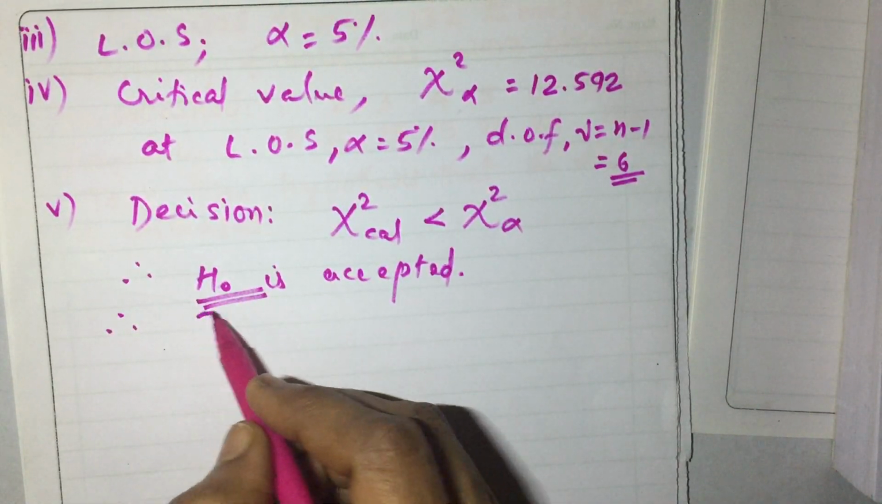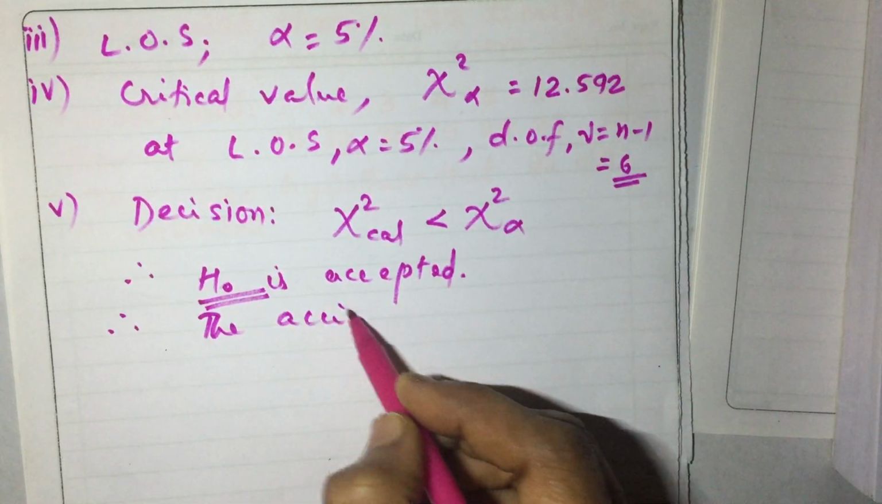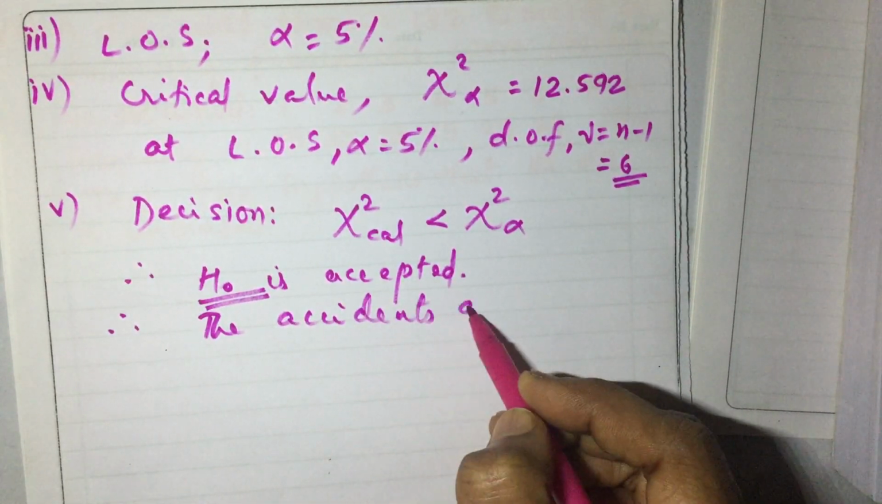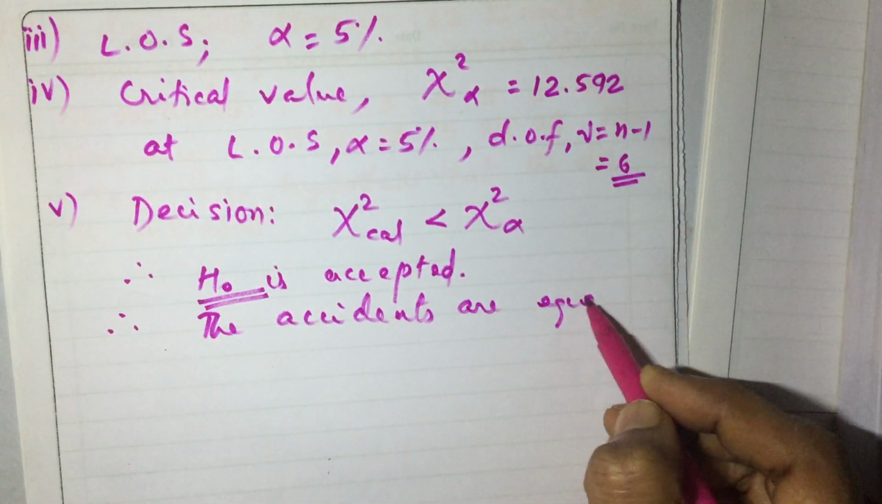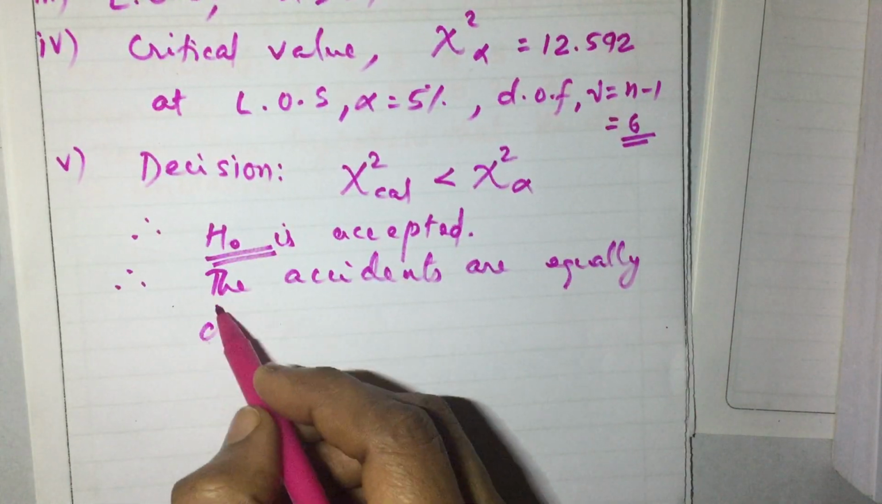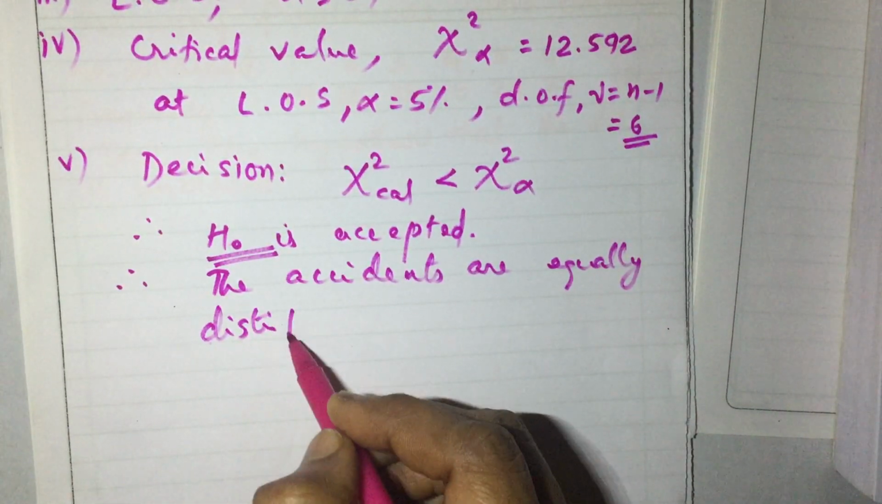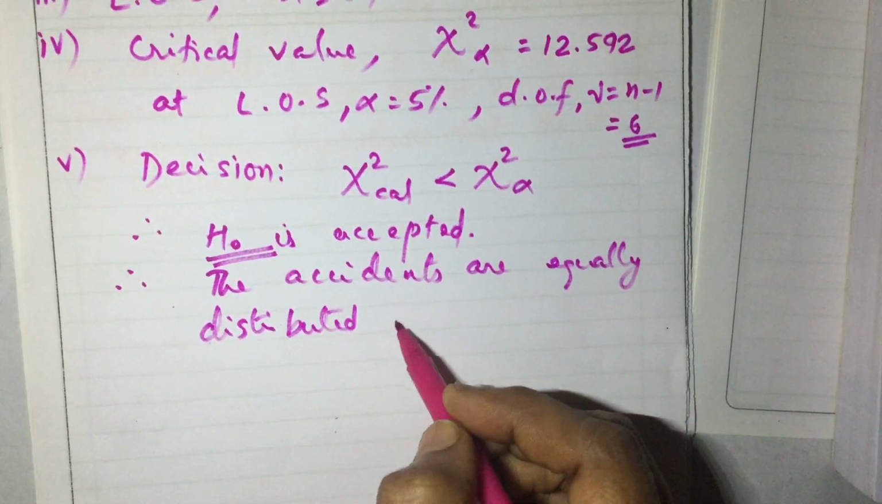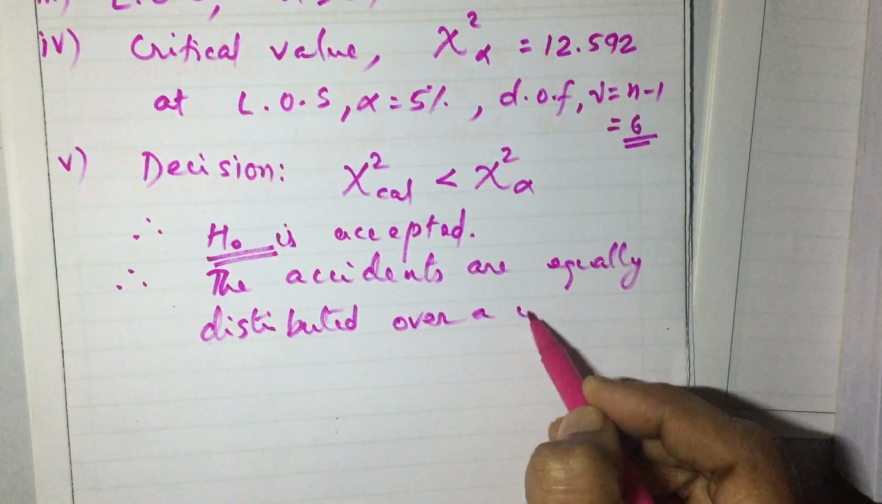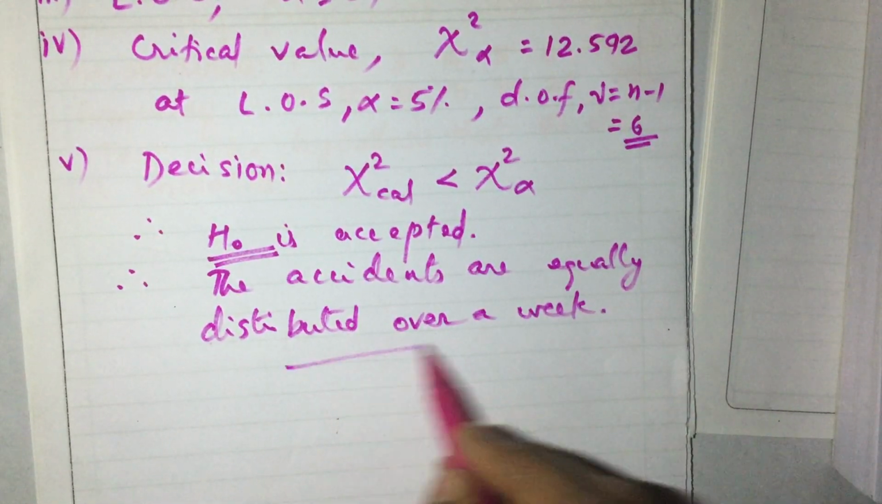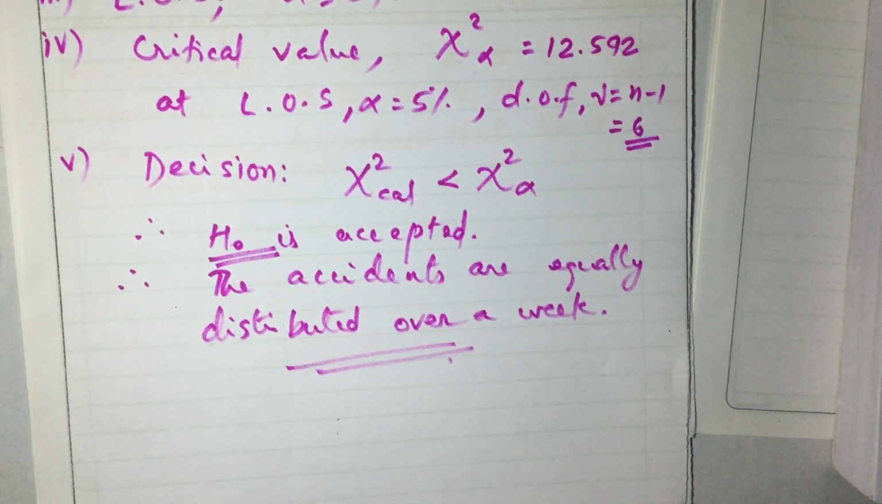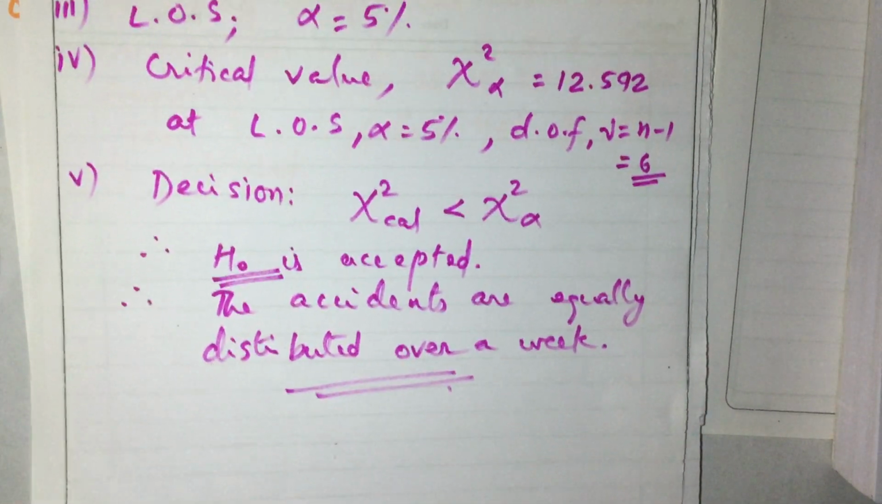That means the accidents are equally distributed over a week. So this is the first question. Okay, so this is goodness of fit.